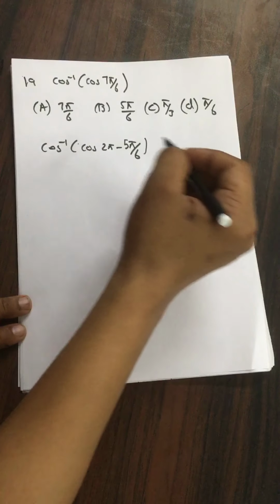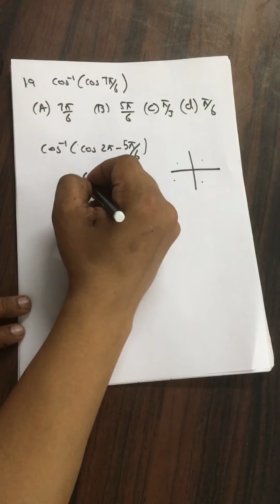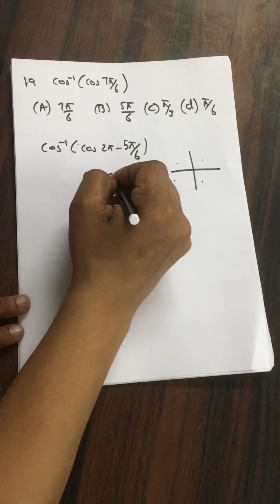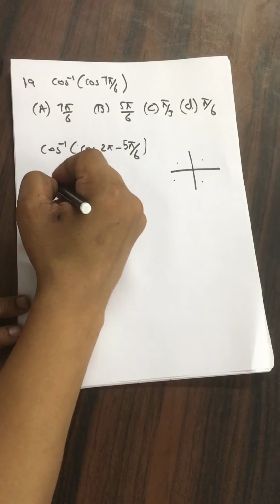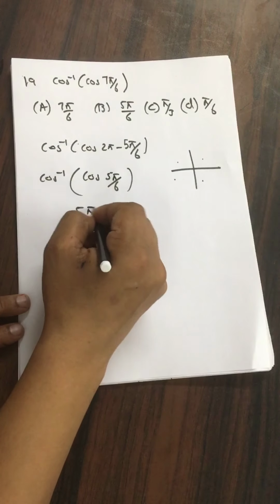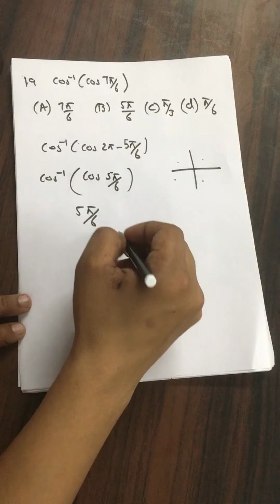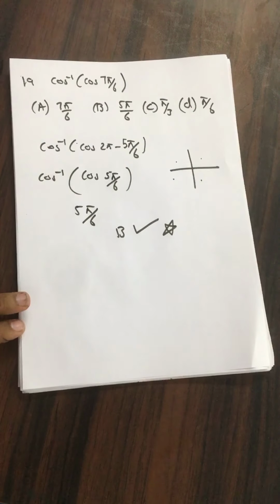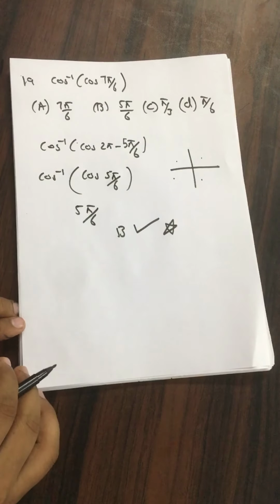Okay, so this will become what? Cos 5 pi by 6, and cos inverse cos gone, 5 pi by 6. So which option is correct? B is correct. Mark of happiness. Got it? Good.